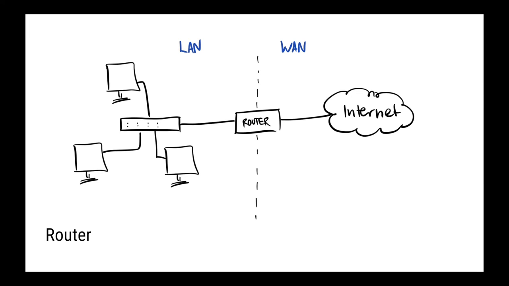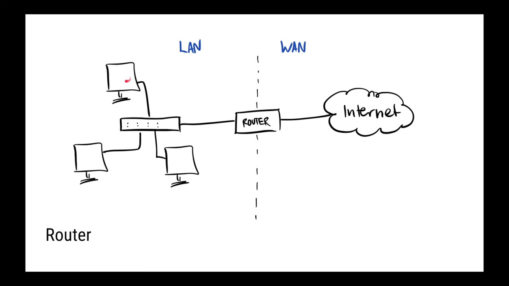Now, routers look almost identical to switches, which is why I haven't put a picture in, and indeed, often they're actually integrated within them. But a router is actually a separate device, and it does a really special thing. Routers form the sort of bridge between a local area network and a wide area network. And they work by connecting to switches.